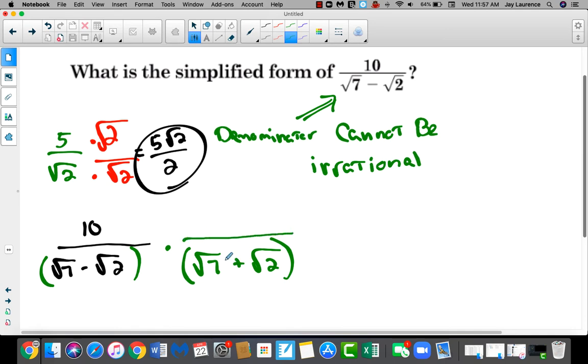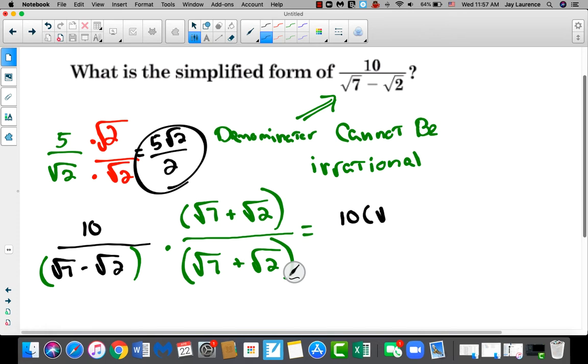Okay, now if I don't do the same exact thing to the numerator, then I'm changing the problem. See, I'm just multiplying by a very special form of 1. So when I multiply here, I'm going to get 10 times the quantity of the square root of 7 plus square root of 2, or rad 7 plus rad 2. And in the denominator, I'm going to get 7 minus 2, which better yet is 5.